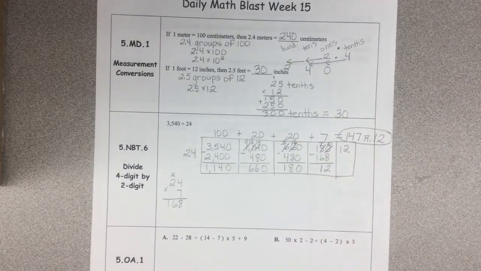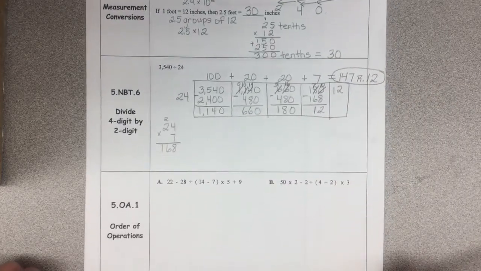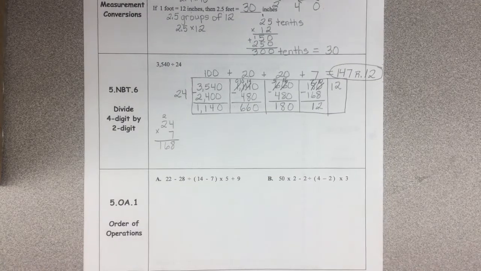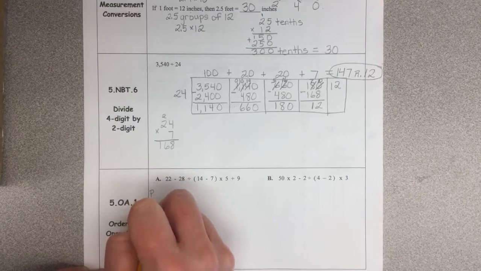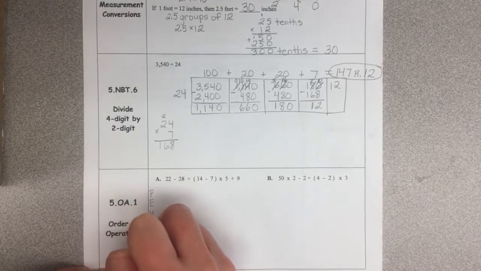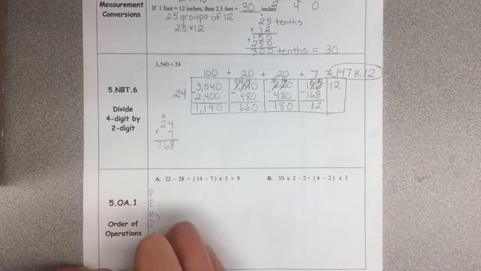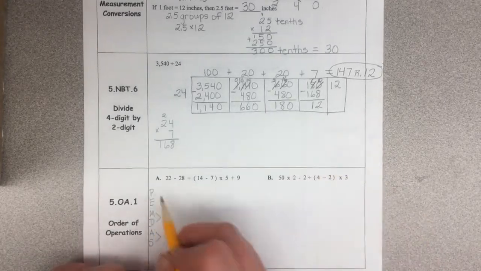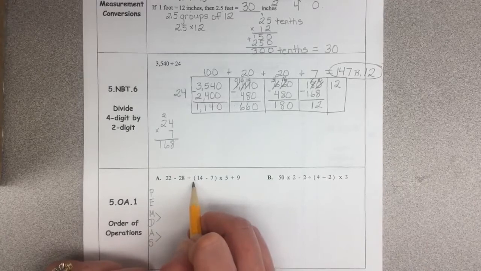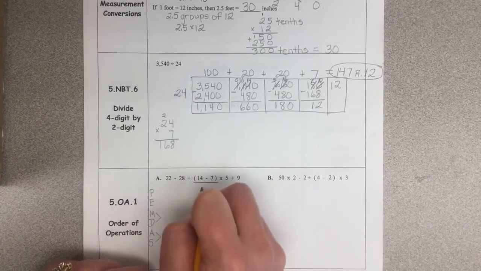All right, next we have order of operations. Here, for the order of operations, we are going to use our PEMDAS clue. Order of operations says I should do all my parentheses first, then exponents. Multiplication and division is done together from left to right, and addition and subtraction is done together from left to right. So as I go through the problem here, I'm going to do any parentheses first. 14 minus 7 is 7.